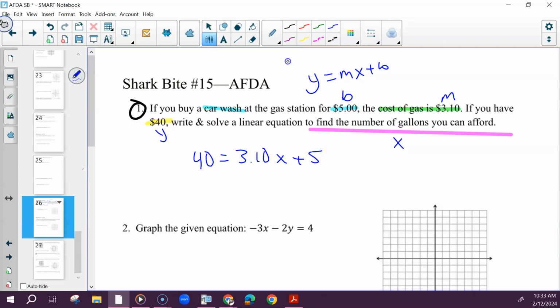Then you could solve this by subtracting 5 and dividing both sides by 3.10.